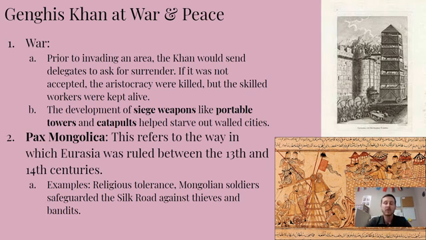And some examples of what this period is defined by are, one, religious tolerance. The Mongols were tolerant of various religions. Oftentimes, they incorporated new religions into their own beliefs, so we're adding religious tolerance and religious syncretism to the mix as well. Oftentimes, Mongolian soldiers are safeguarding the Silk Roads against thieves and bandits, so it promotes the use of the Silk Road even more.